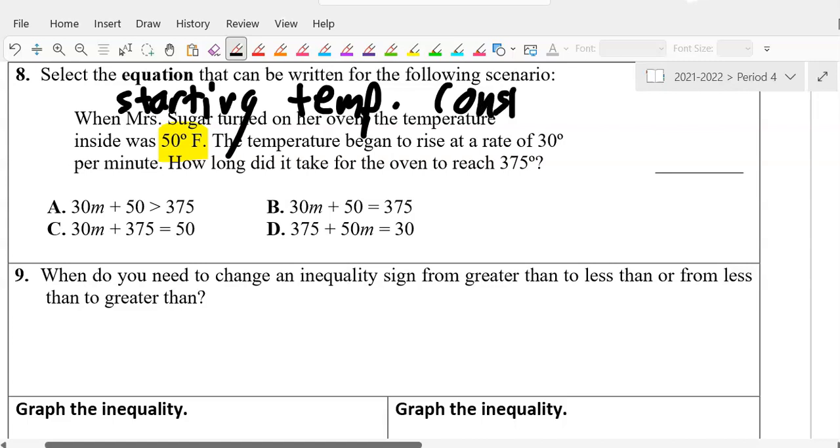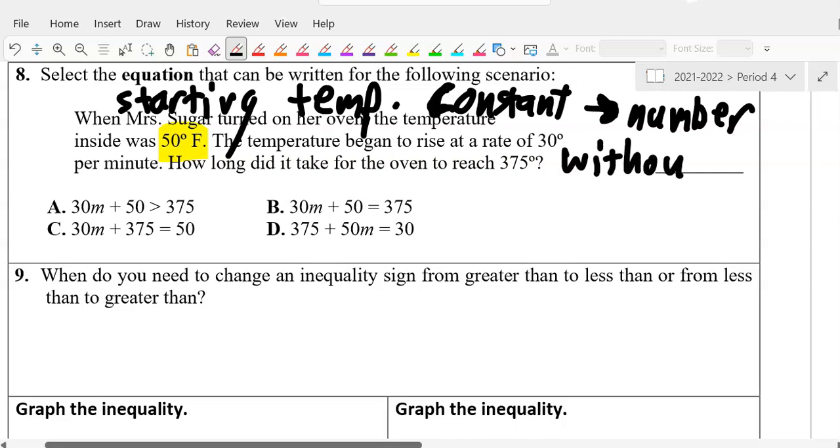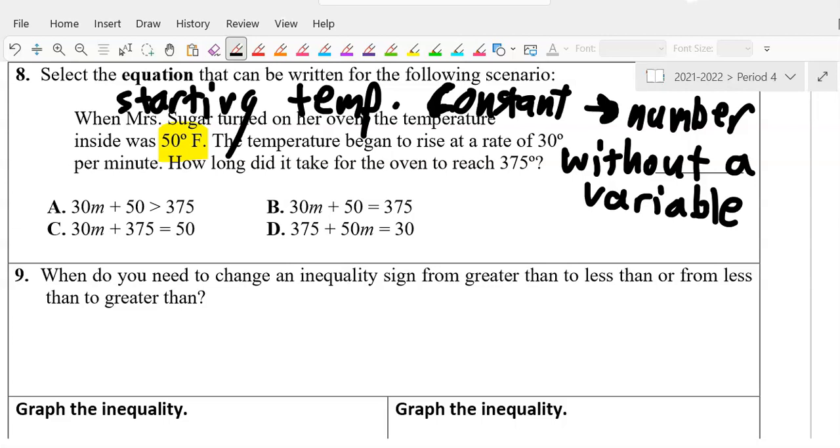Everybody say constant. Constant. Very good. Okay, please write it down. So a constant is a number without a variable because it's not going to change. We started at 50. We didn't start at a different place every time. We always started at 50. So it's a number by itself without a variable. Okay, which choices have a number by the 50 by itself?